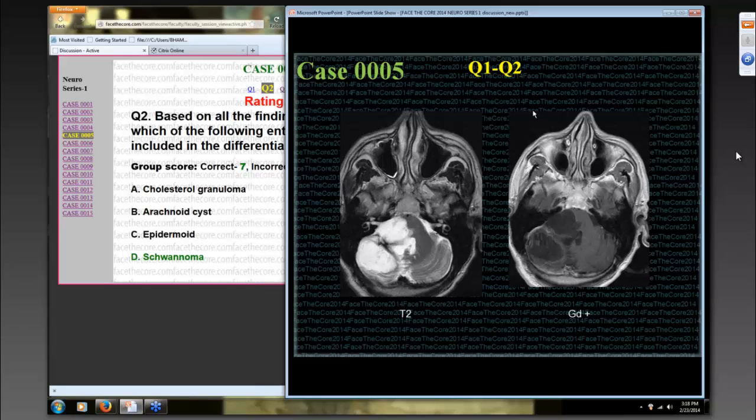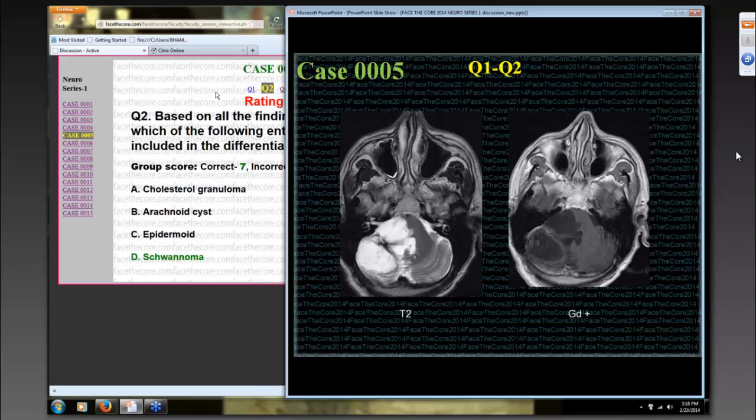Case 5. Why is the answer not choice A? The first thing is the epicenter of the lesion. The cholesterol granulomas are within the petrous bone rather than in the posterior fossa itself. Number 2, though with contrast it is a T1 weighted image, it should be brighter for a cholesterol granuloma. So both those things will take the cholesterol granuloma out of the equation.